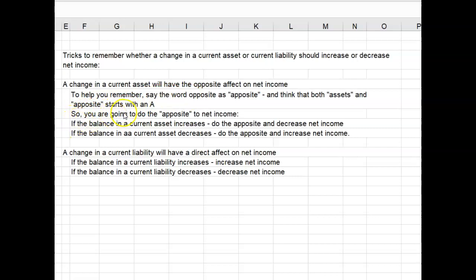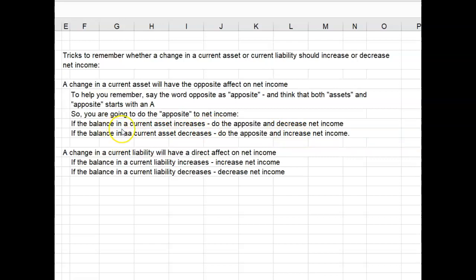So you're going to do the opposite to net income. If the balance in a current asset account increases, you're going to do the opposite and decrease net income. If a current asset account decreases, you're going to do the opposite and increase net income. So an increase in a current asset account will decrease net income, the opposite, and a decrease in a current asset account will increase net income, the opposite.